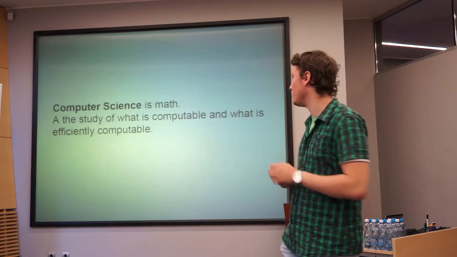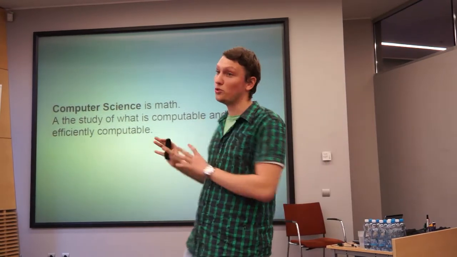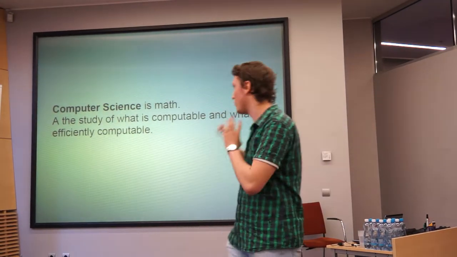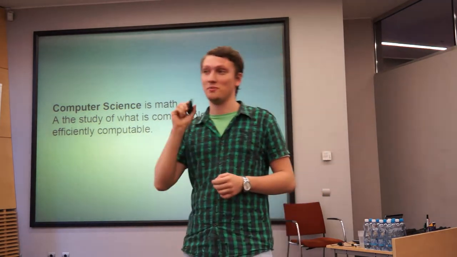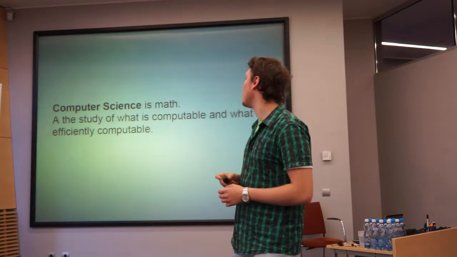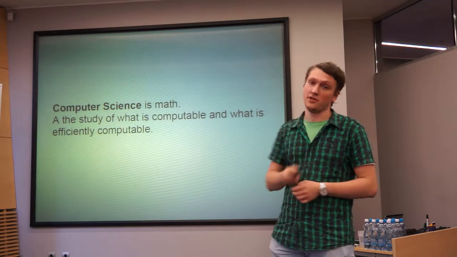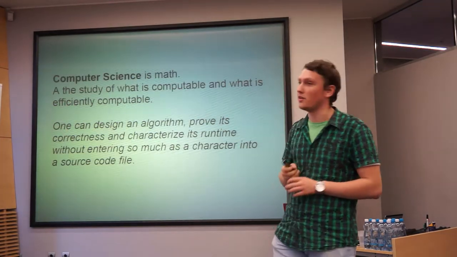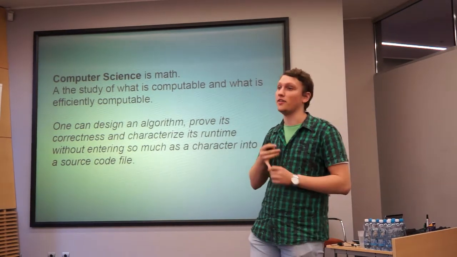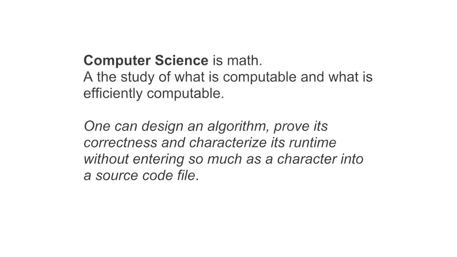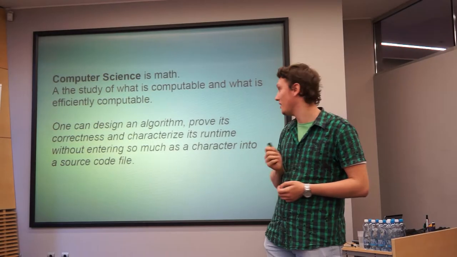And it's a very interesting fact. So here's a quote. It's not mine, but I found it somewhere on Wikipedia, I guess. So computer science is math. The study of what is computable and what is efficiently computable. And the second quotation is a small disclaimer. So in computer science, you compute an algorithm, but you don't require a single character of code. So no coding is done in computer science.